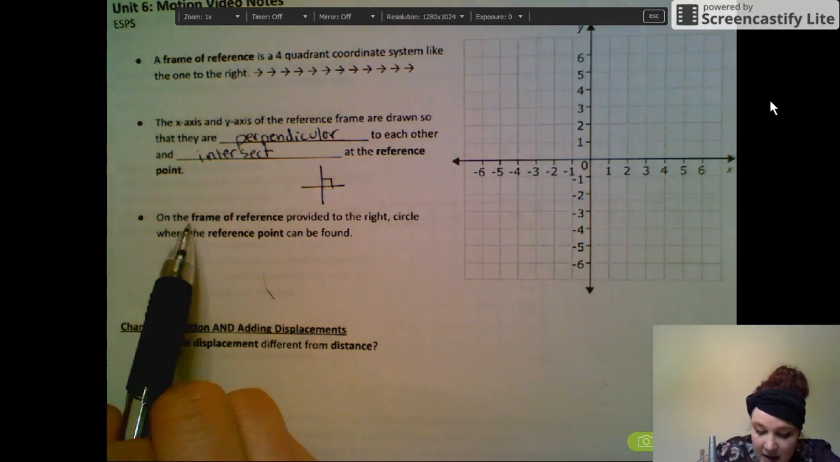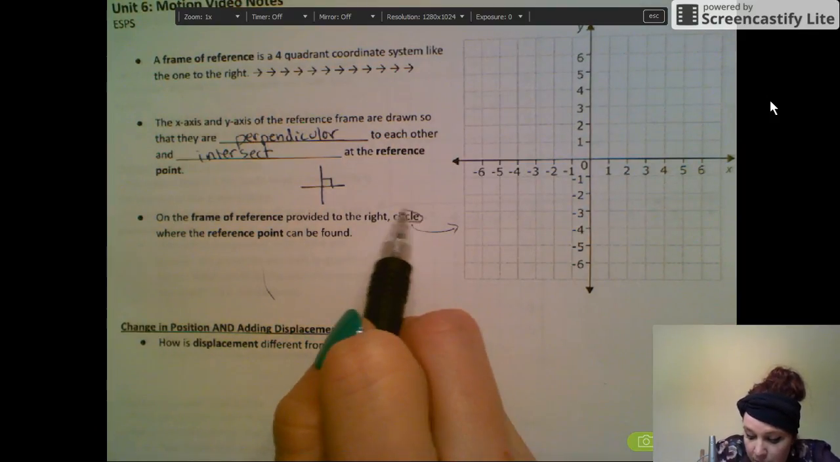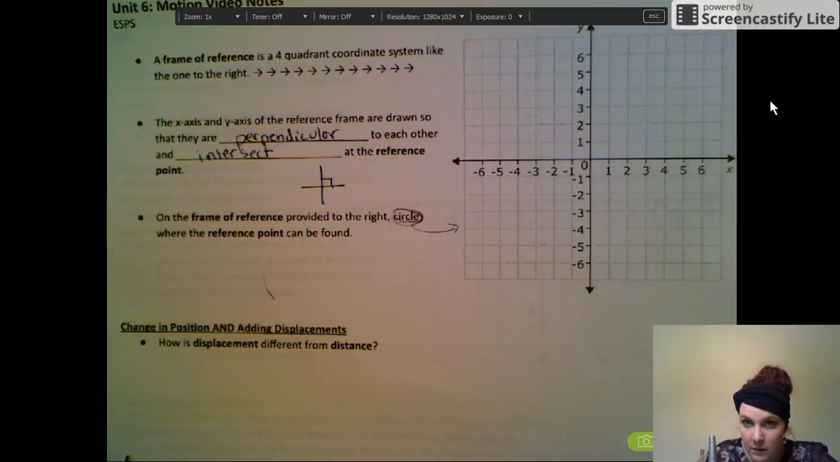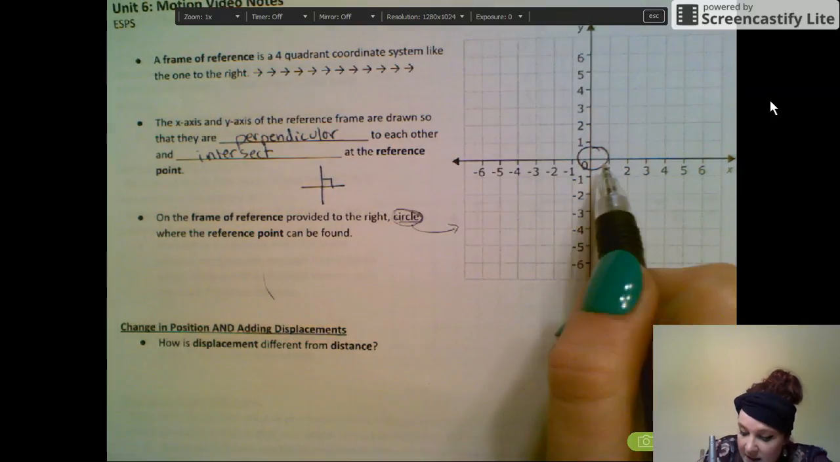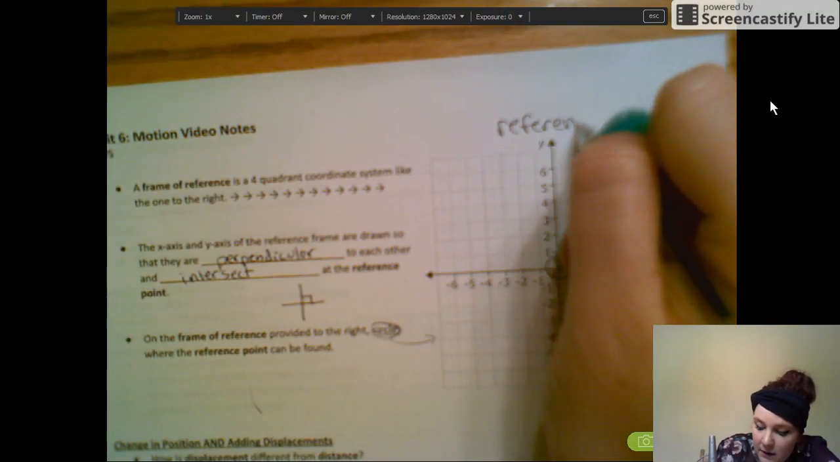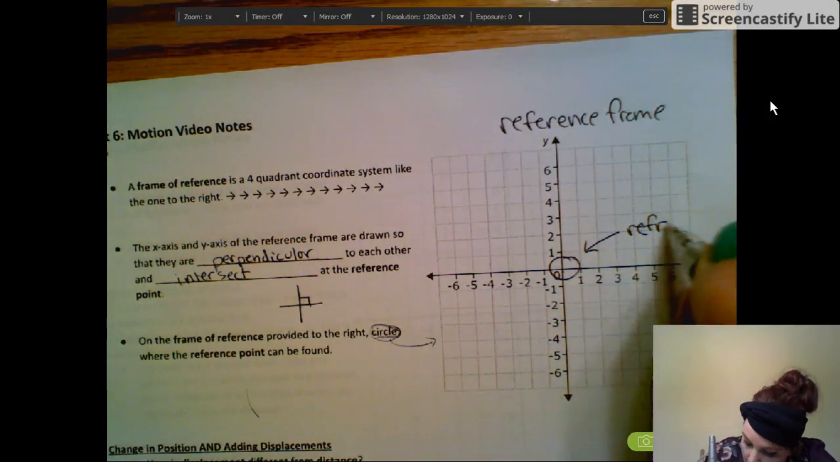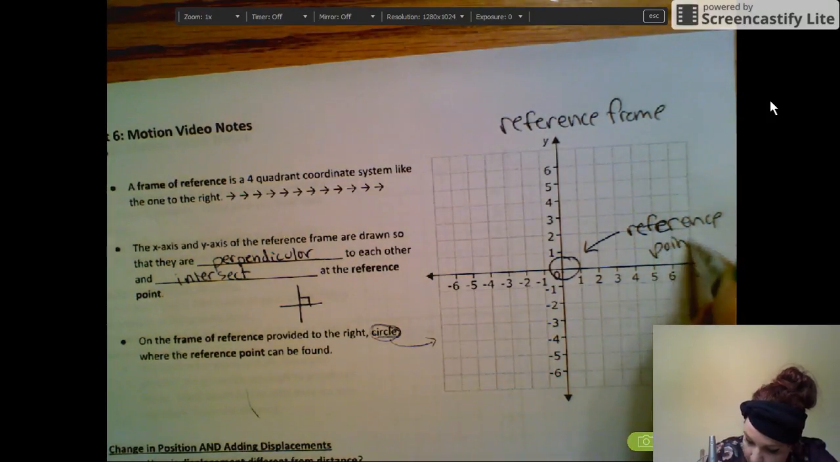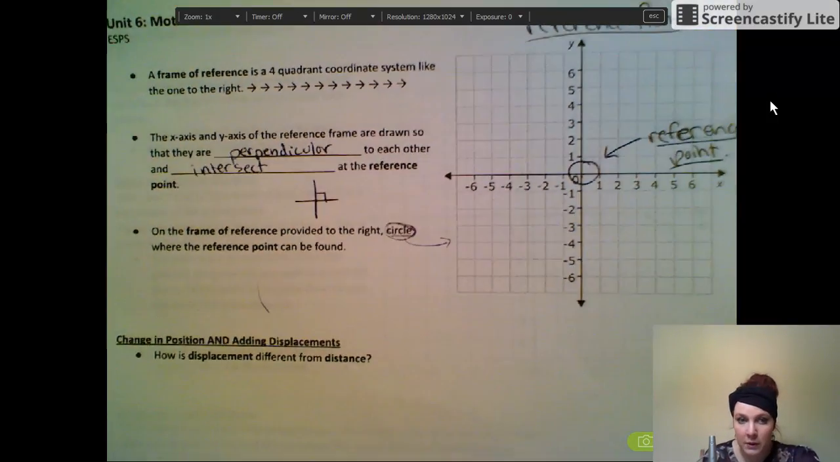So then it says here in this bullet point that on the frame of reference, which again is the coordinate system here, you are going to circle where the reference point would be found. So I'd like you to take a look at this system and circle where the reference point would be. All right, so our reference point would be right here because we know that's where the two lines intersect. I'm going to write a little note to myself that this is called a reference frame, and this right here is called a reference point, okay? Now don't forget, everything that I write down is important information. You should also write that down on your notes, okay?